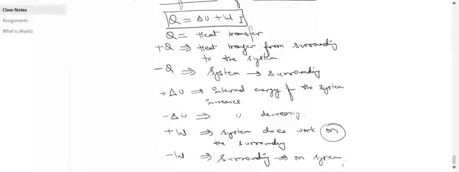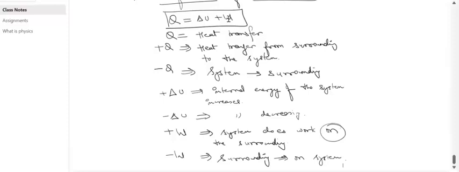So the total heat energy which has been transferred between the system and the surrounding is the addition of its internal energy and the work done on the system. Okay? Done, ma'am. Okay.